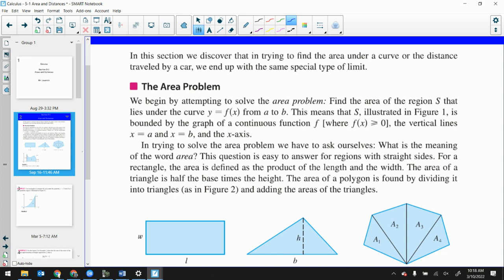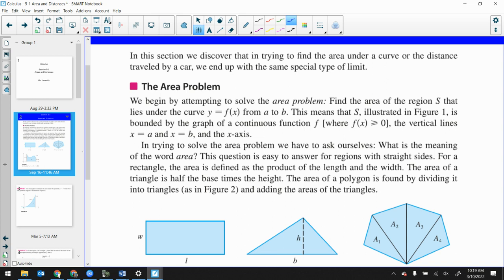So we're going to focus on two different problems in this lesson, the area problem and the distance problem. Kind of like what we did when we started talking about limits and derivatives as well. We begin by attempting to solve the area problem, which is to find the area of a region S that lies underneath a curve from A to B. That's our goal. Take a curve, find the area underneath the curve. And what do I mean by underneath? That just means that I want to find area given boundaries going from that curve down to the x-axis.